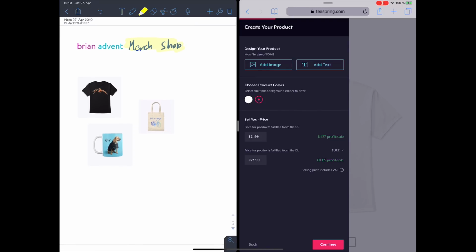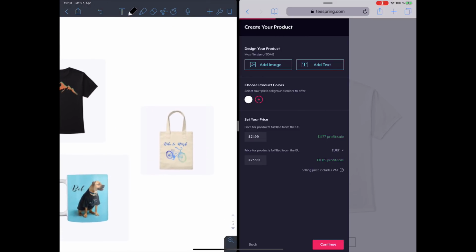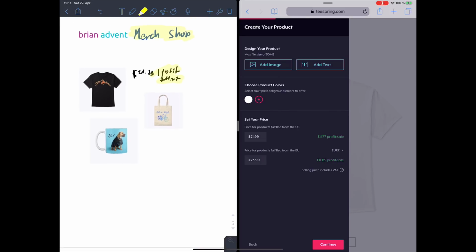So let me just quickly write that down so that we have this information for the future. $21.99 and profit would be $11.77. So not too bad. I like to highlight these things. So this is what we're going for with the t-shirts.